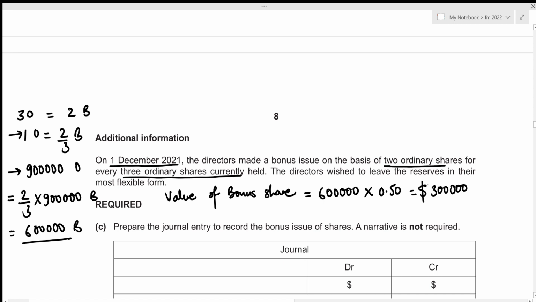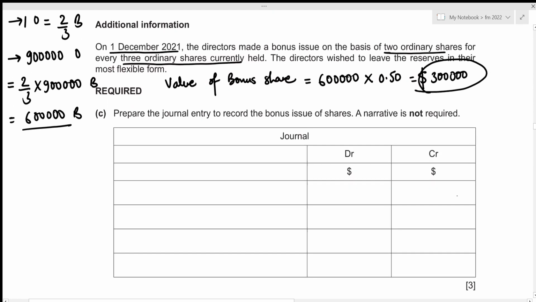Okay, so since we are issuing the bonus share, which is essentially a capital, this is an increment in capital, right? And whenever we're talking about a journal entry, the increment in capital and liabilities are always recorded on the credit side. So this value of 300,000 will be recorded on the credit side under the heading of issued share capital. Let's write it down. So that will be issued share capital with the amount of 300,000.